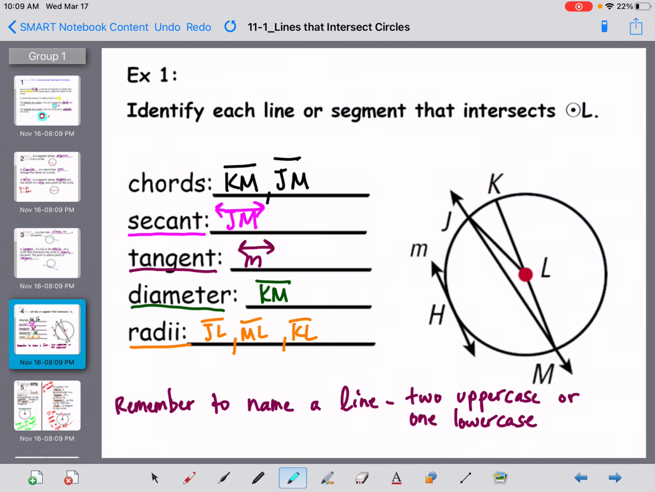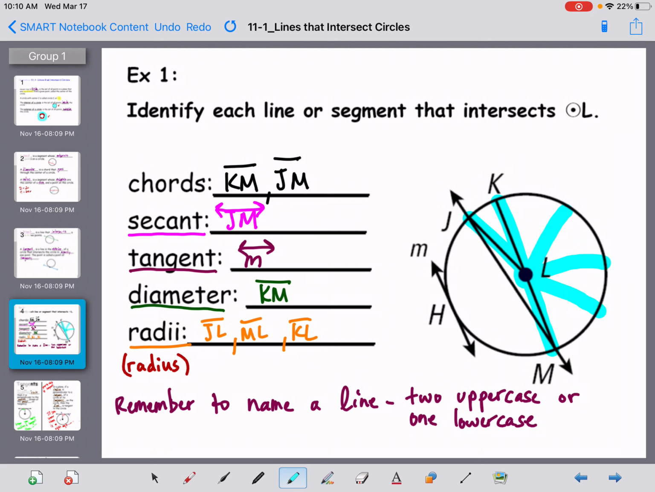And now the radii. Radii is plural for radius. The radius, there can be multiple ones. All right, so we have a whole bunch. We have JL, we have ML, we have KL. So anything that touches that center and goes to the edge of the circle can be a radius. We could have a bunch more.